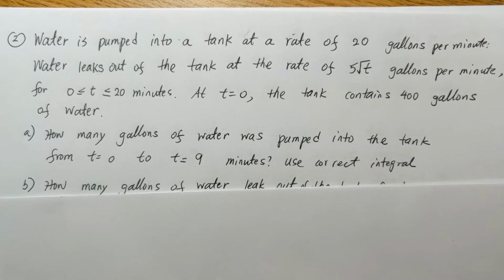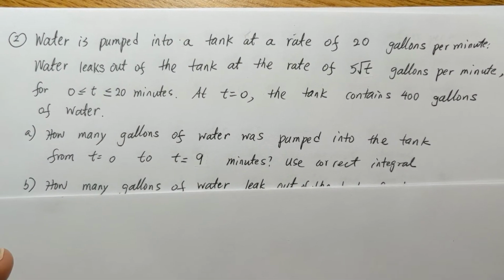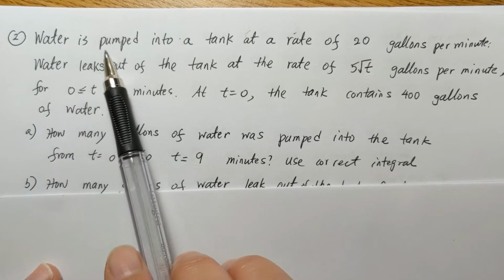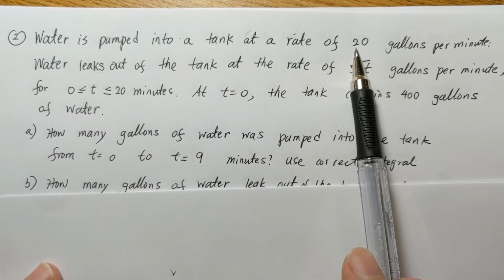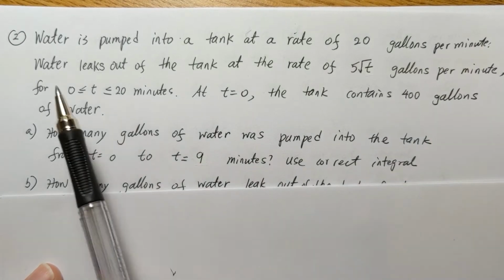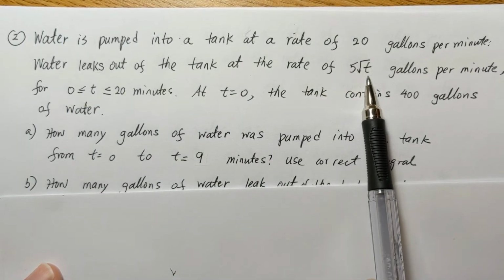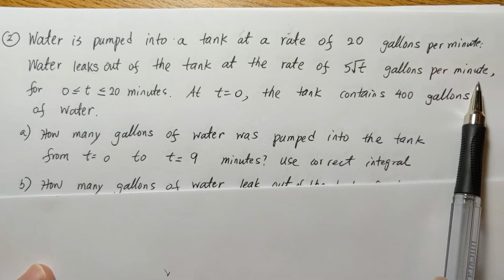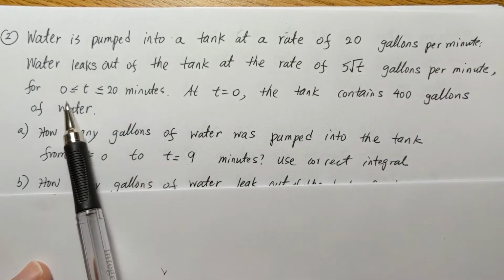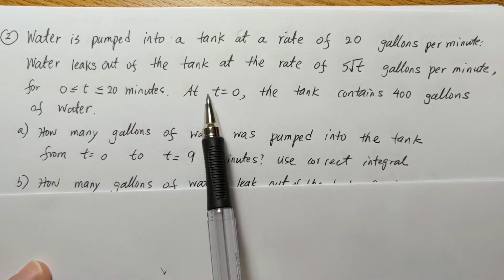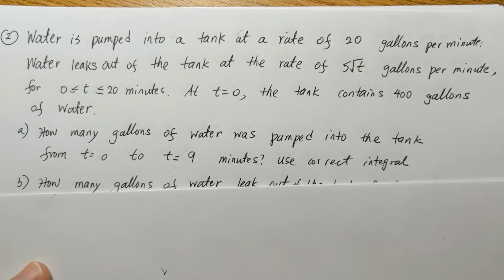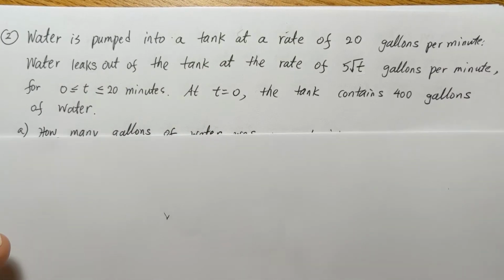Hi, so let's take a look at question number 2. Water is pumped into a tank at a rate of 20 gallons per minute. Water leaks out of the tank at the rate of 5 square root t gallons per minute. For the time 0 to 20 minutes inclusive, at t equals 0, the tank contains 400 gallons of water.